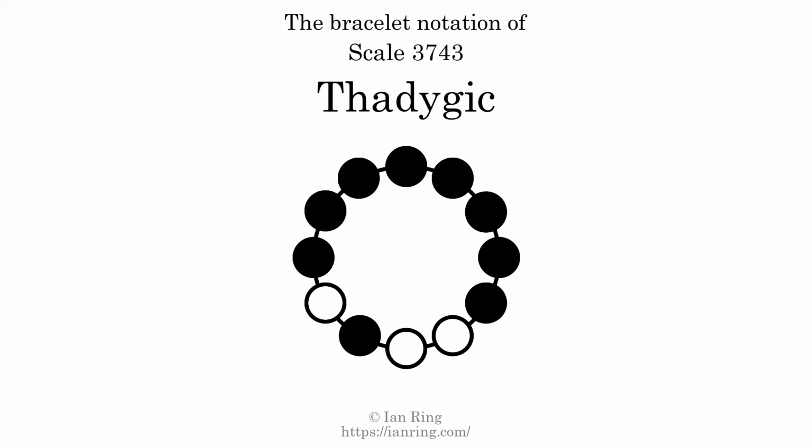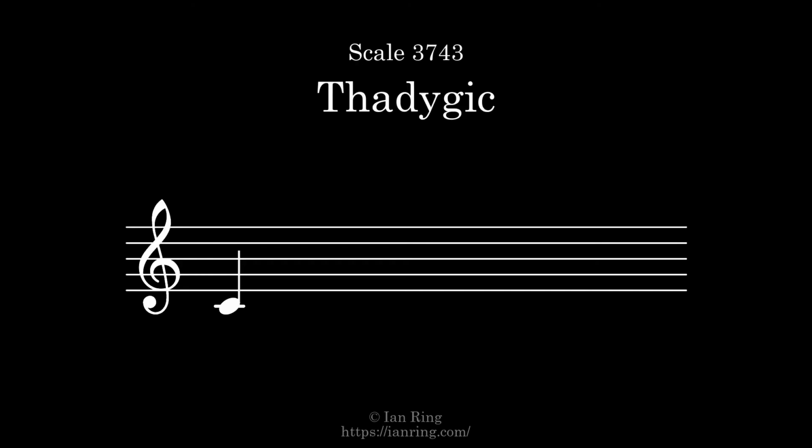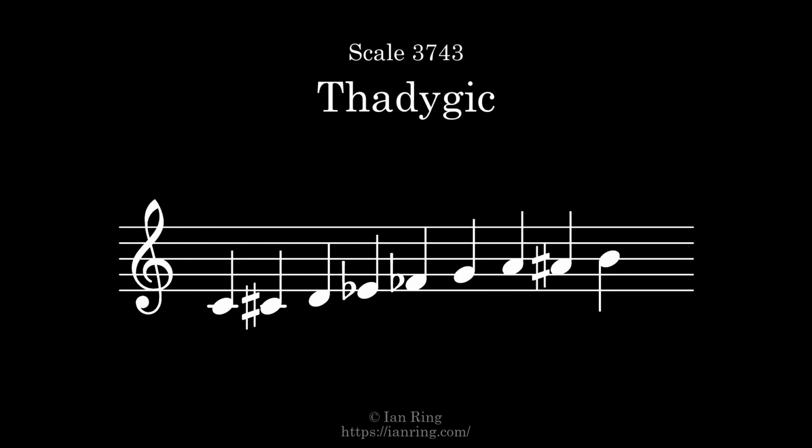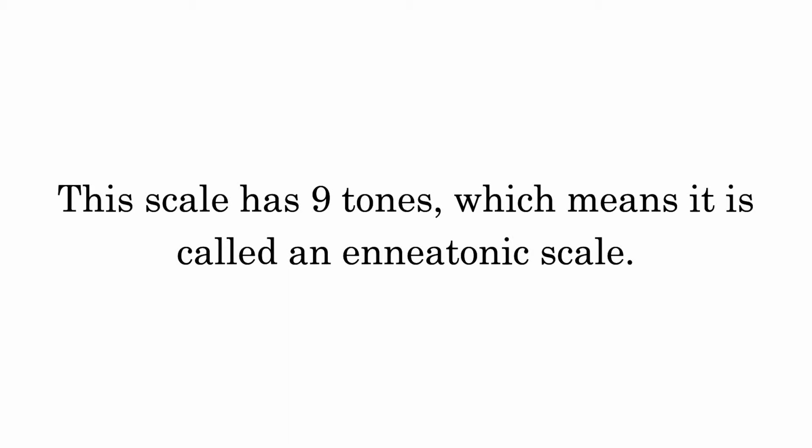3743, Thadygic, which sounds like this. This scale has 9 tones, which means it is called an enneatonic scale.